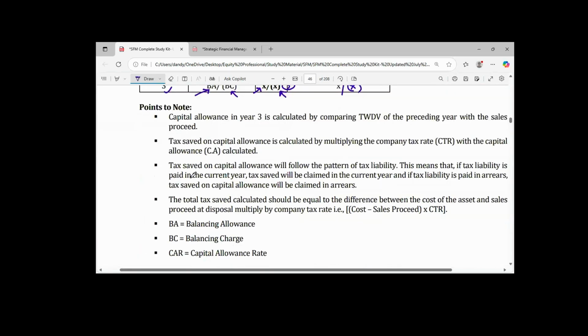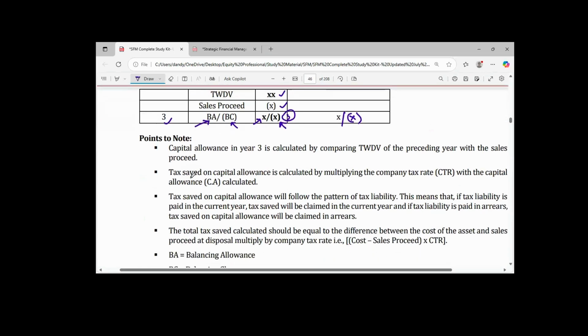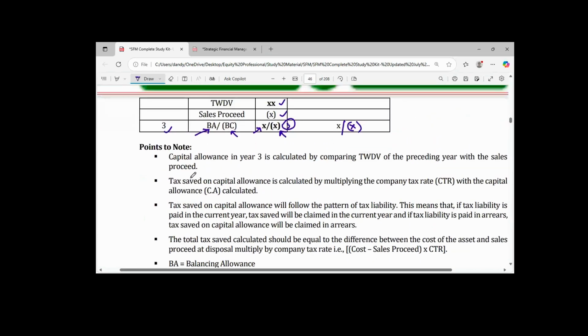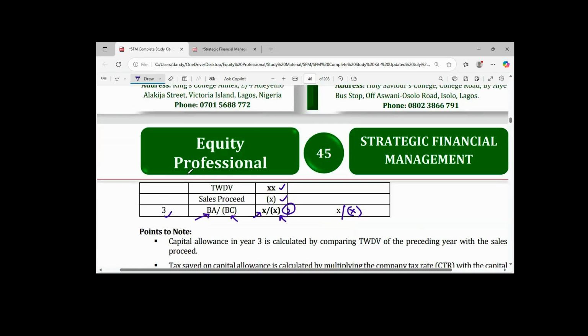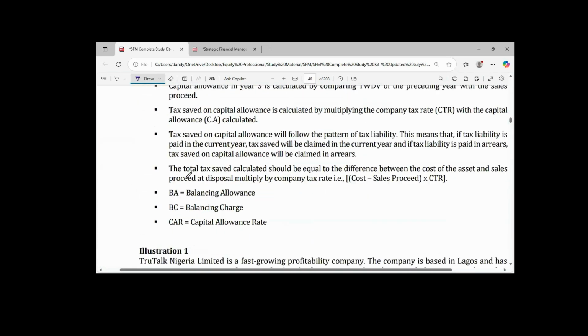Now, you may want to confirm whether the capital allowance you have computed, whether the tax saved on capital allowance you have computed, is correct or not. There's a formula to do that. If you want to know the total tax saved, it is calculated as the cost of the assets minus the scrap value, all of this multiplied by the company tax rate. Okay, I have it here. This is the information there.